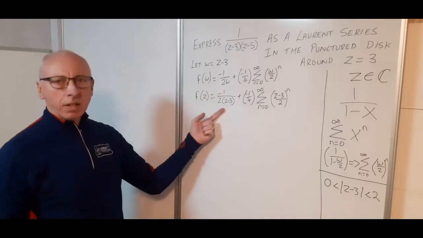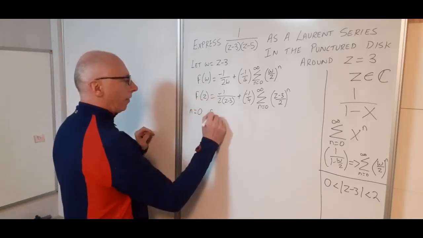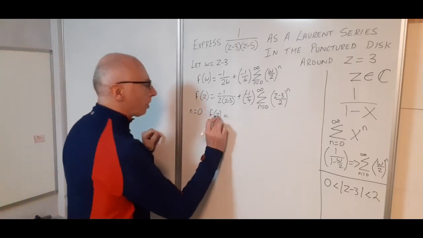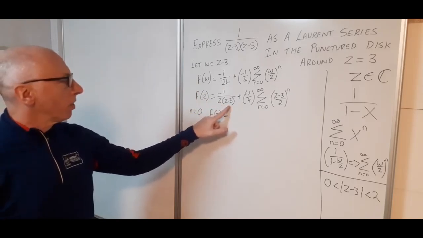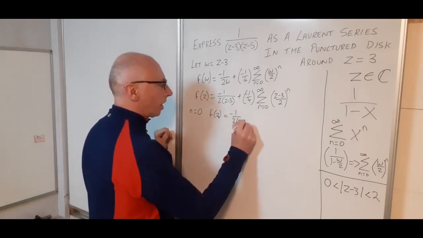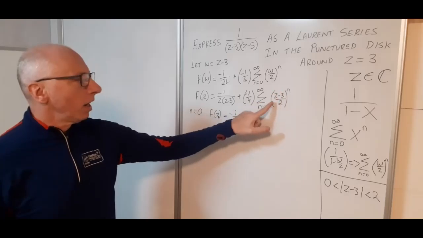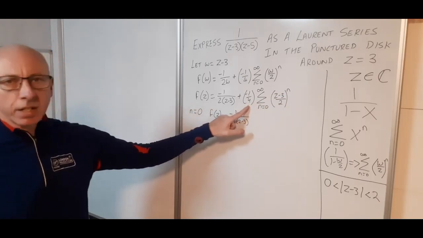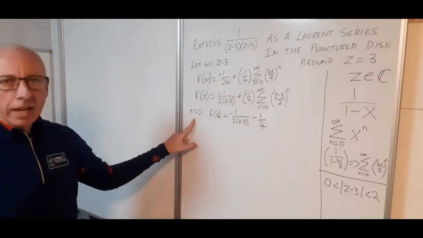Okay, now let's get the first 3 terms. So if n equals 0, f of z, so let's put a subscript 0 in there. Minus 1 over 2, z minus 3, so that's not going to change. So I've got minus 1 over 2 z minus 3. And then if n is 0 here, I've just got a 1. So anything to the power of 0 is always 1. So that's minus 1/4. So that's what I've got at n equals 0.